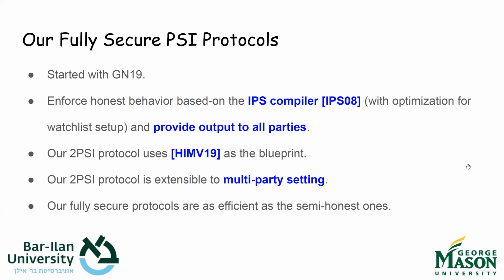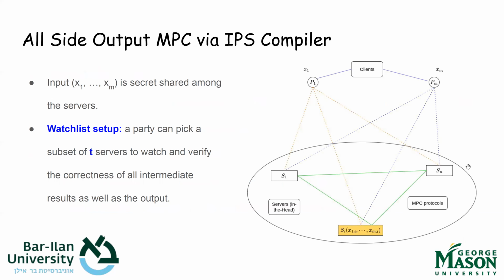Interestingly, we achieve fully secure properties almost for free, where our protocols are just a little bit more expensive than the semi-honest protocols proposed by GN19. Now, I'd like to give a short overview of the IPS compiler to give an intuition why the IPS compiler can help provide output to all parties.